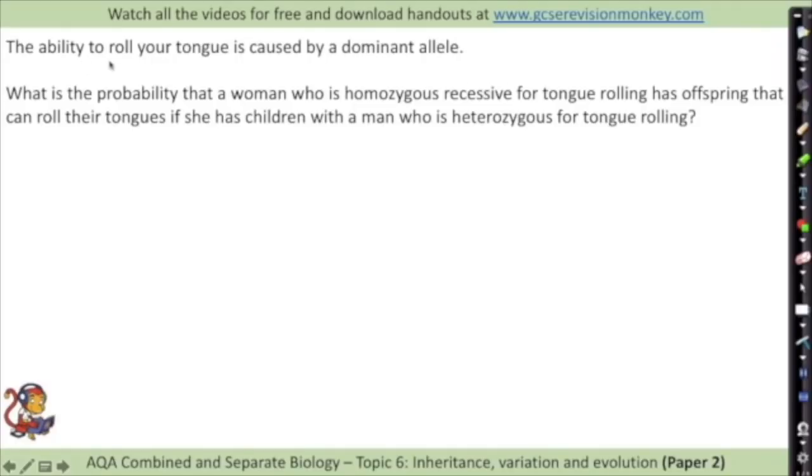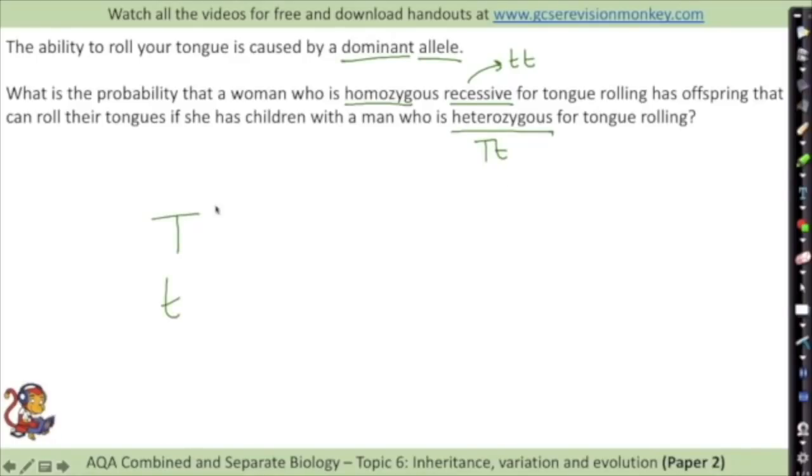So this question says the ability to roll your tongue is caused by a dominant allele. What is the probability that a woman who is homozygous recessive for tongue rolling has offspring that can roll their tongues if she has children with a man who is heterozygous? So let's use the letter T again. We said recessive would be lowercase t, because homozygous recessive. Heterozygous would be Tt. So we'd cross those in a genetic cross.